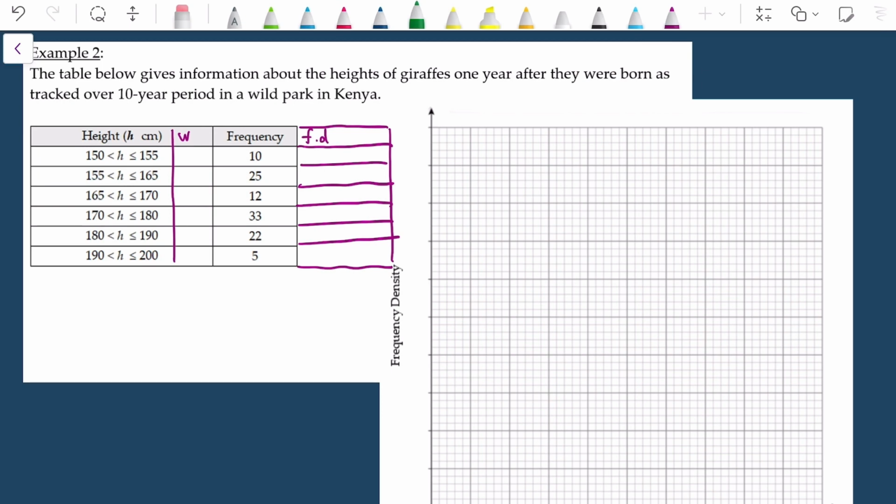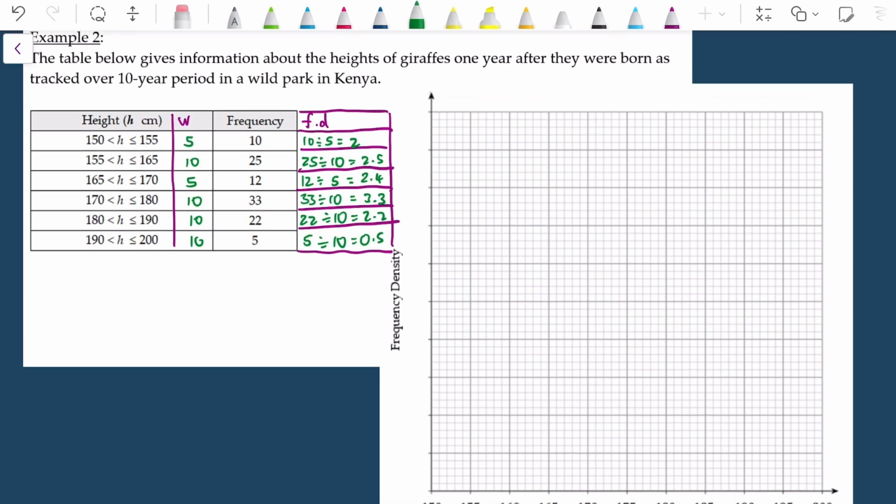Right, so I'm going to fill this in. The width here is 5, the width there is 10, 5, 10, 10, 10. Then to work out the frequency density, I say 10 divided by 5, which is 2, 25 divided by 10, which is 2.5, 12 divided by 5, which will give you 2.4, 33 divided by 10, which gives you 3.3, 22 divided by 10, 2.2, and 5 divided by 10, which is 0.5.